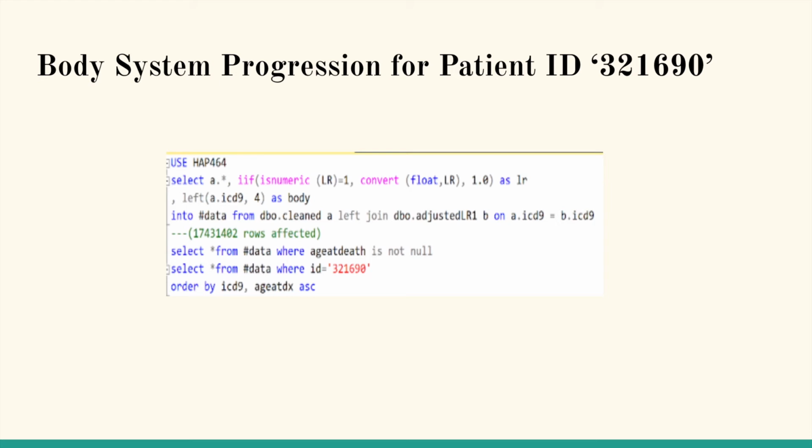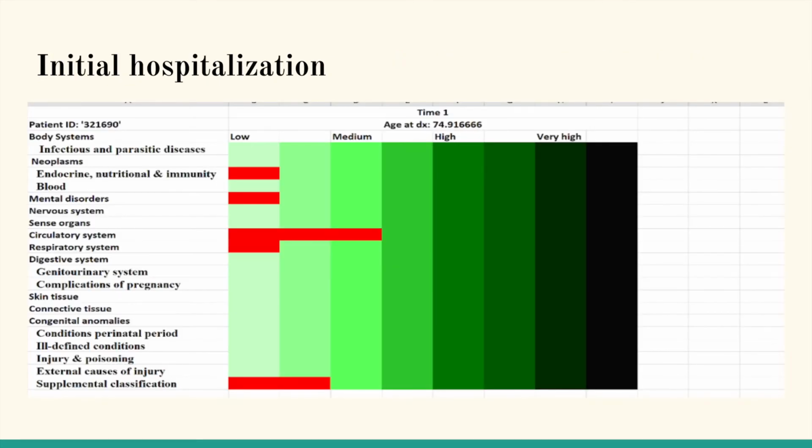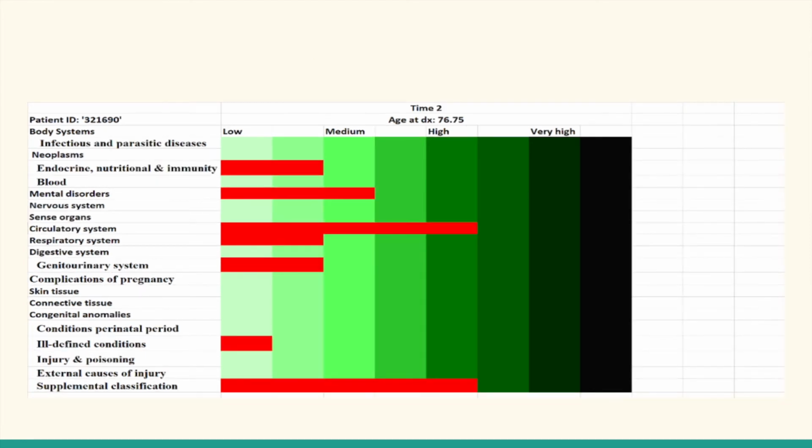So the first age at death that I found for this patient ID was 74.92, which was the youngest age for this patient. At this age, the patient had 8 different diagnoses for the different body systems, which I have marked in red. The next age I found for this patient was 76.75, and you can see the progression of the patient's diseases in this picture.